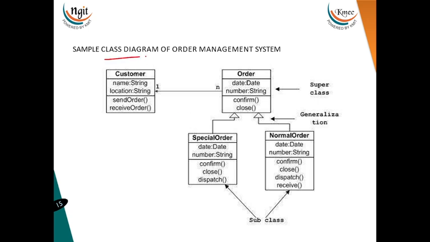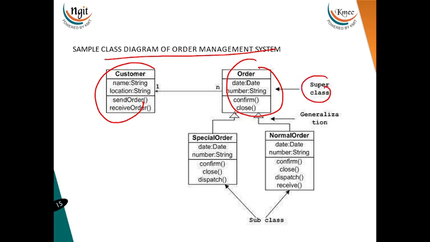A simple class diagram is represented here. Customer gives order, and order is the superclass. This is called generalization. Order may be a special order or a normal order. Correct? And this is called a subclass. This is a basic class diagram.